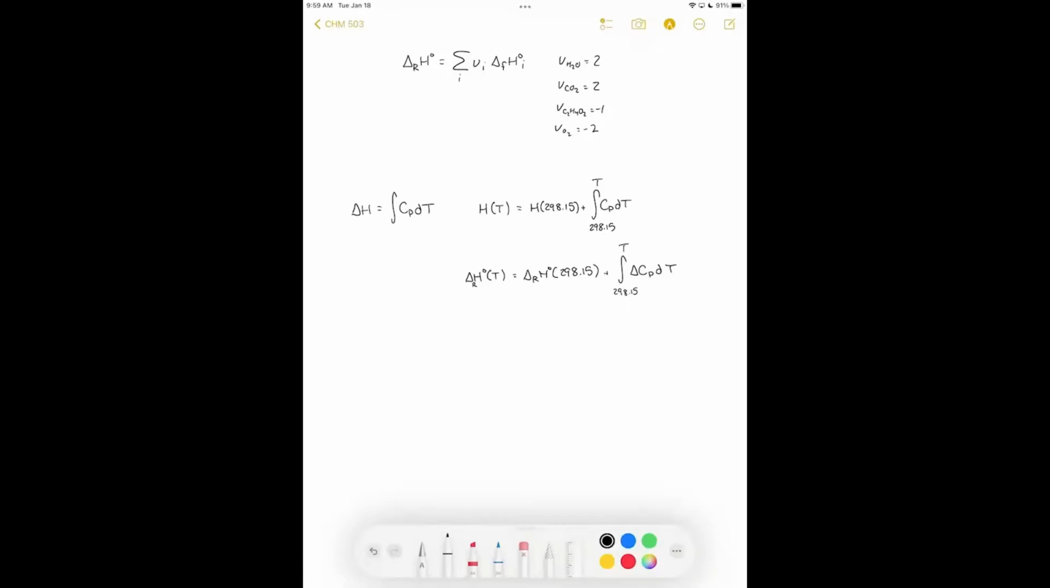Delta Cp may or may not be a function of temperature depending on the reaction at hand. What is delta Cp? We'll derive this in class. Essentially, delta Cp is the same thing that our delta H naught reaction is. So delta Cp is simply the sum of all of the individual heat capacities multiplied by their stoichiometric coefficients, again with products being positive and reactants being negative. And so we'll show how we can prove this in class.